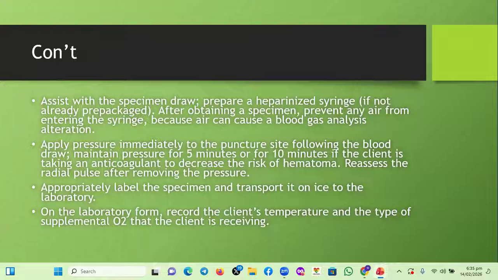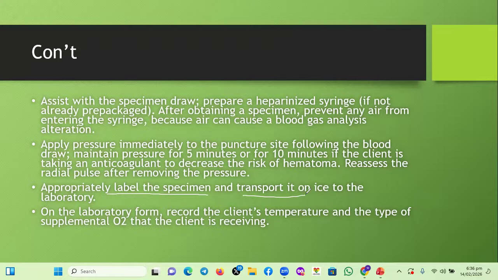Remember how the sample is transported. It is examinable. So you need to make sure that the sample is well labeled. Then you transport it on ice to the lab to prevent any form of alteration that can occur when you just send it. So you need to maintain it at a certain temperature. That's why it needs to be kept on ice, to prevent any form of alteration.